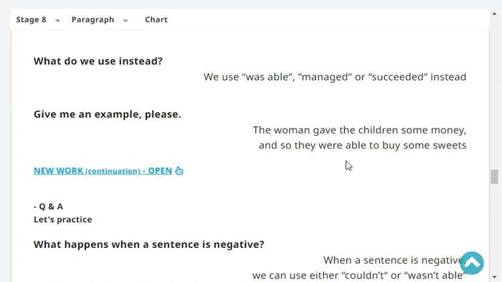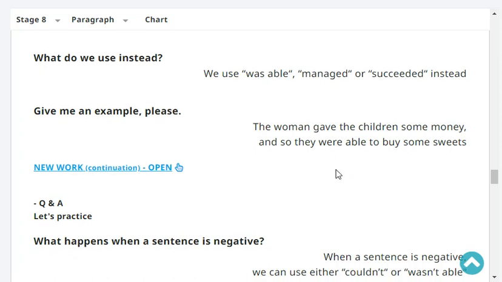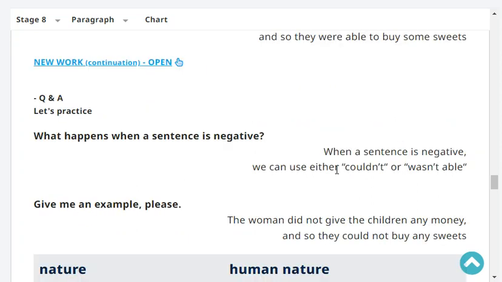Give me an example, please. The woman gave the children some money, and so they were able to buy some sweets. Very good. What happens when a sentence is negative? When a sentence is negative, we can use either couldn't or wasn't able. Very good.